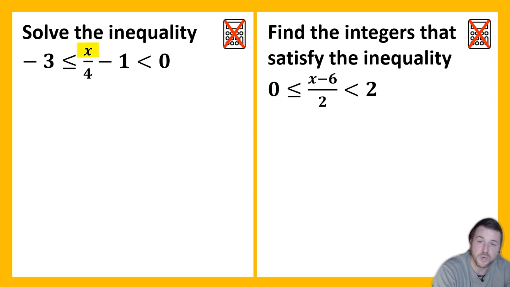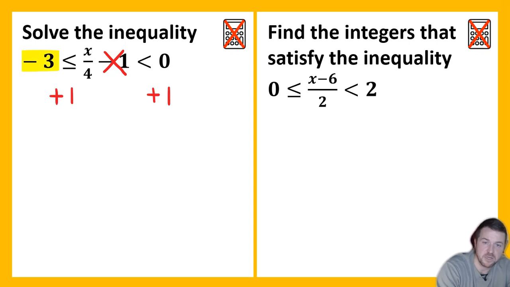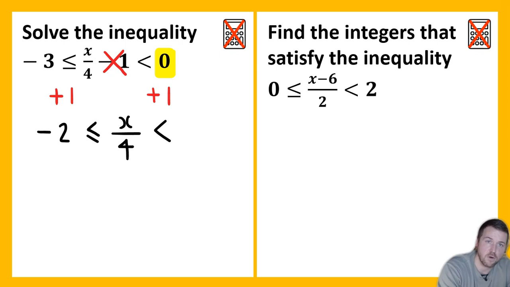So in the middle, we can see that x, firstly, has been divided by 4 before we took away 1. So applying the inverse, first, we would need to add 1 to all parts of the inequality. Negative 3 plus 1 is negative 2, which is less than or equal to x over 4 would be left in the middle, which is less than 0 plus 1, which is 1. And lastly, x is being divided by 4, so we can multiply by 4 for all parts of the inequality.